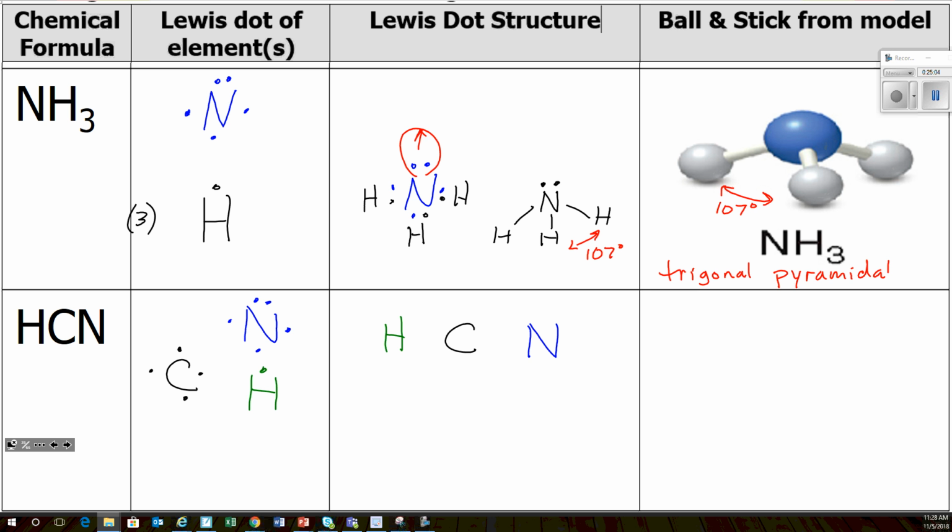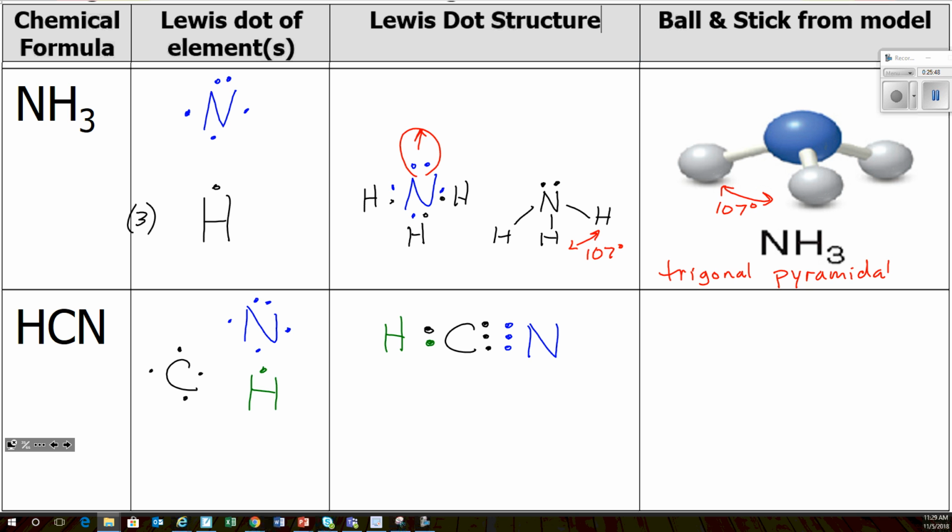right? Now I got to figure out where to put my dots. So carbon has 4. Where am I going to put carbon's 4 dots? Around it, but how? How many does it need to share with hydrogen? It's going to share 1 with hydrogen, right? Because hydrogen has 1 of its own. And hydrogen only needs 2 to be like the noble gas helium. So how many does that leave of carbon's? 3. How many does nitrogen need? 3. So carbon's going to share 3 on this side with nitrogen's 3 that it needs.